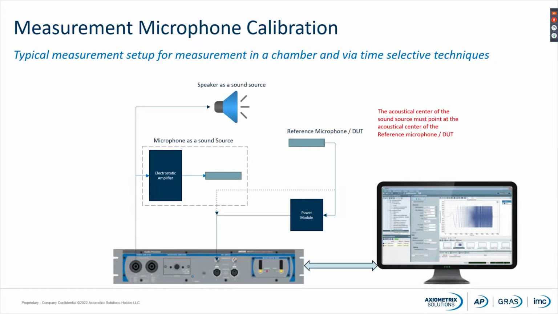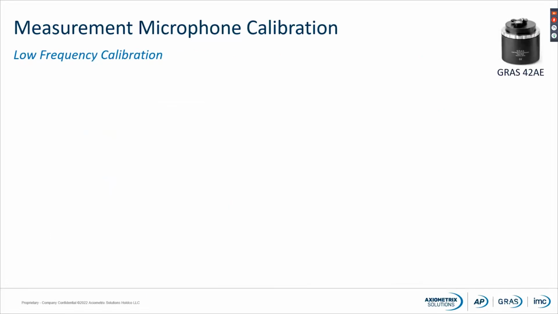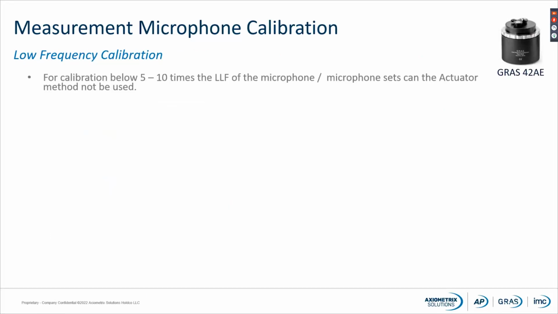A measurement setup for this could be something like that, where we are using one of our AP analyzers. It's an analyzer with software for calibration of free field in a free field chamber, frequency response measurements, or we can also use it for time selective measurements. Reference microphone and DUT. Low frequency calibration.